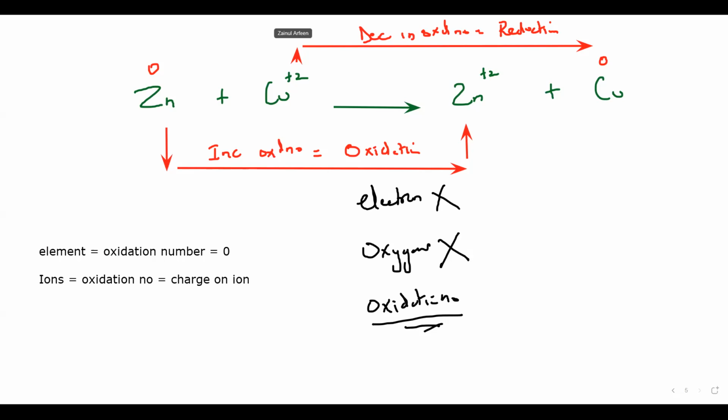Is this example clear? Why did we not use electrons or oxygen here? Because they were not given. If electrons and oxygen are not given, then we work it out in terms of oxidation number.